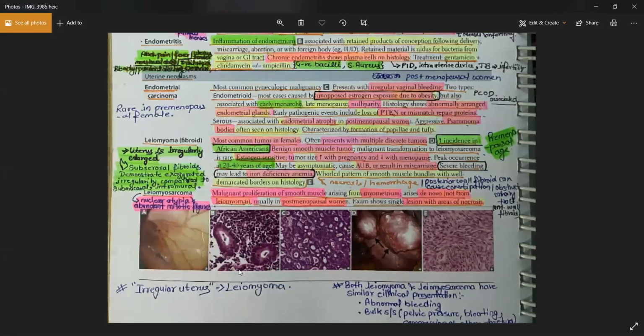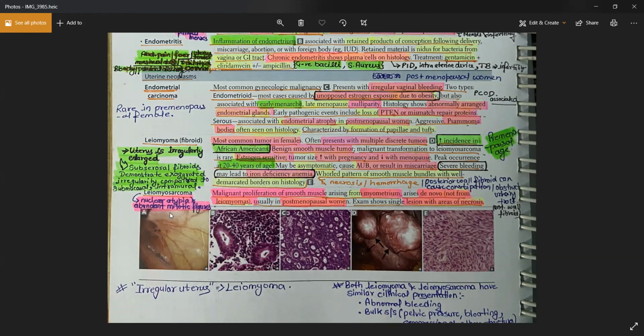See, on gross examination in the leiomyosarcoma, you will find a necrotic, hemorrhagic mass. In the leiomyoma, it won't be necrotized. It won't be a hemorrhagic mass. It will have a uniform appearance, right? A encapsulated mass will be seen. On the biopsy, if you find nuclear atypia, numerous mitotic figures, a high NC ratio, that means all the features of a metastatic cancer, you will know that this cancer is a leiomyosarcoma.